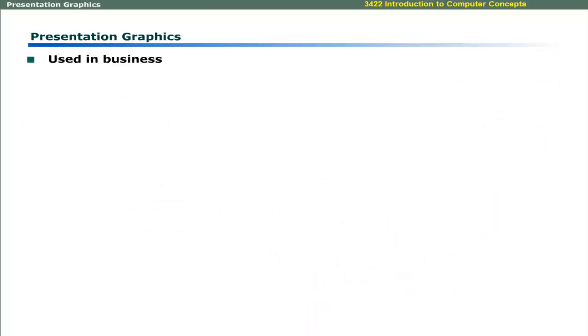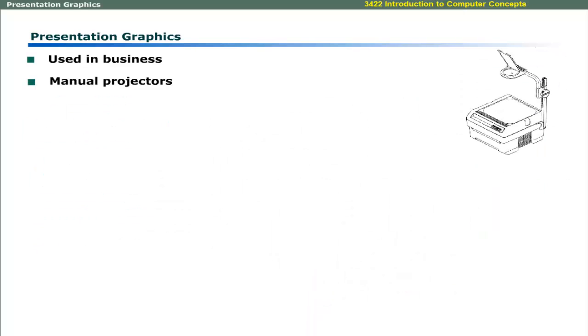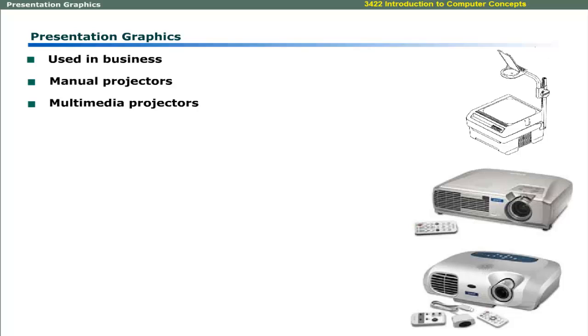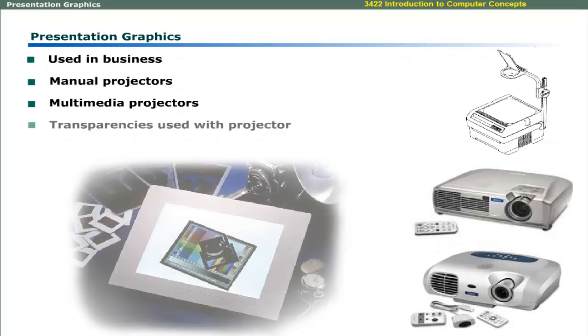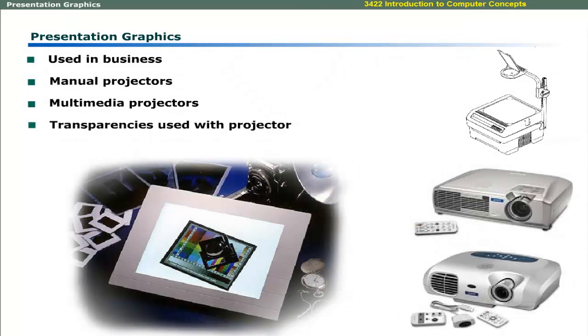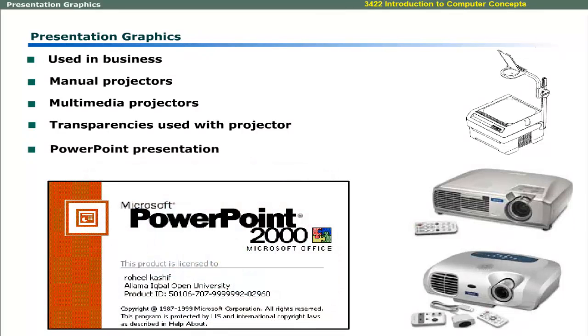Business people use manual projectors or multimedia projectors to make presentations. The presentation graphics can be printed on transparencies in case of manual projectors. These graphics can be prepared by using presentation software like Microsoft PowerPoint. The computer can then be attached to the multimedia projector to make the presentation.